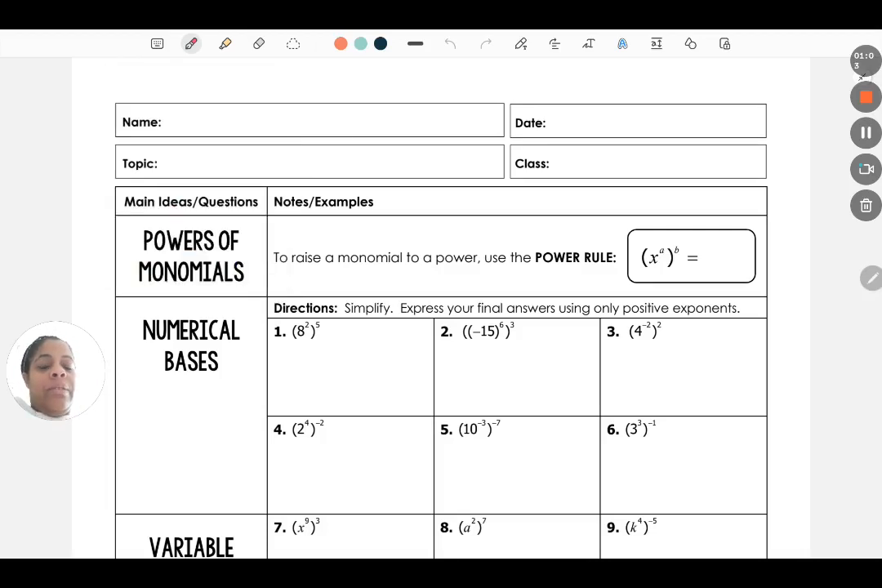We are doing or covering powers of monomials.